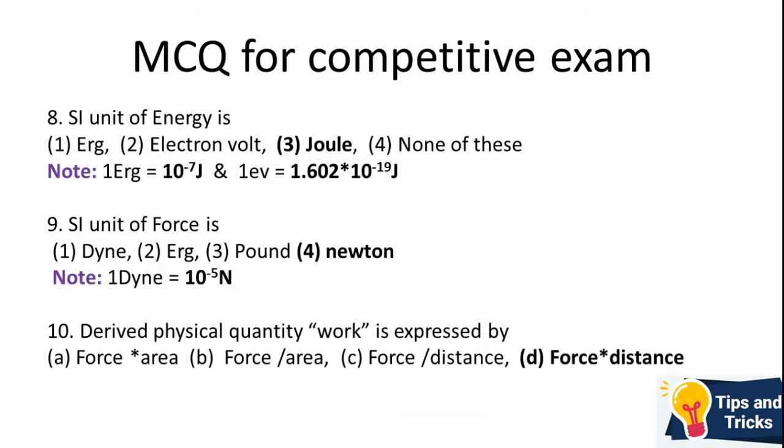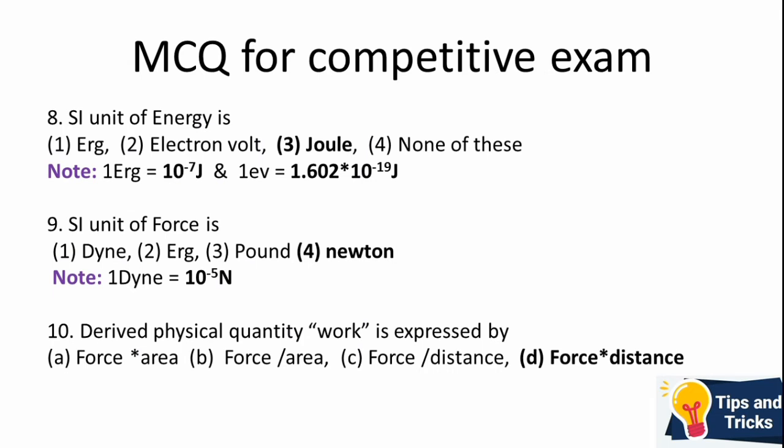Now let us move on to question number 8. SI unit of energy is, options given are option 1 erg, option 2 electron volt, option 3 joules, option 4 none of these. So we know that erg is a CGS unit of energy, electron volt is a unit of energy, joule is a SI unit of energy. So the correct option is option number 3, that is joule. So SI unit of energy is joule.